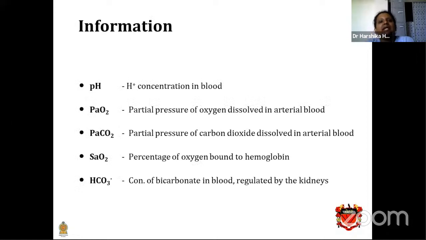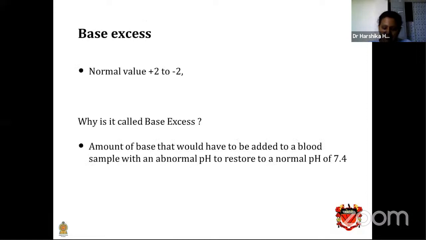So, what information can you gather when you interpret these components of a blood gas report? pH, from your advanced level knowledge, is the negative logarithm of the hydrogen ion concentration in blood. In other words, the higher the pH, the lower the hydrogen ion concentration. PO2 is the partial pressure of oxygen dissolved in arterial blood. Similarly, PCO2 is the partial pressure of carbon dioxide dissolved in arterial blood. SaO2 is the percentage of oxygen bound to hemoglobin, and bicarbonate gives you the concentration of bicarbonate in blood, which is regulated by the kidneys.